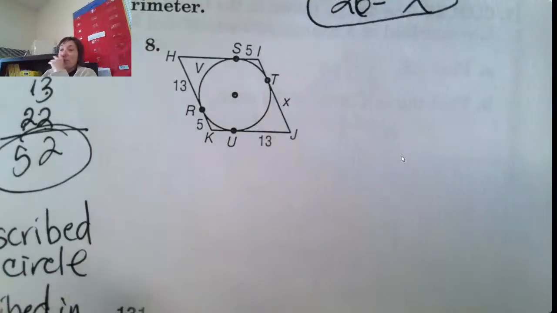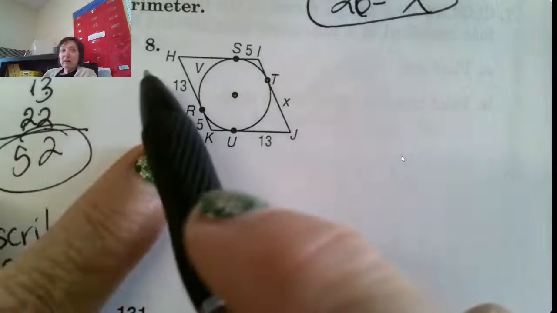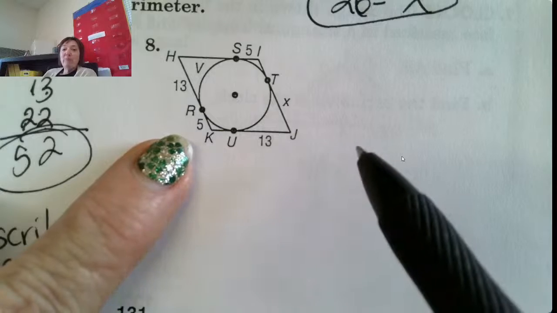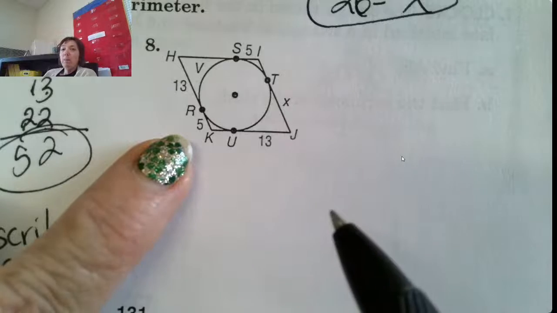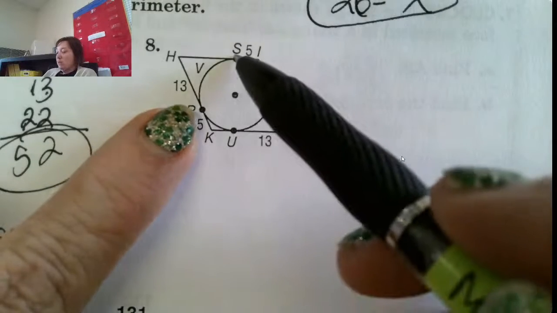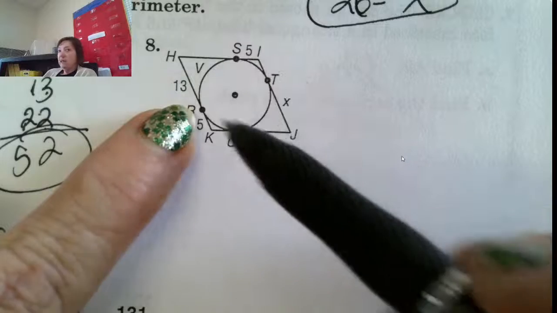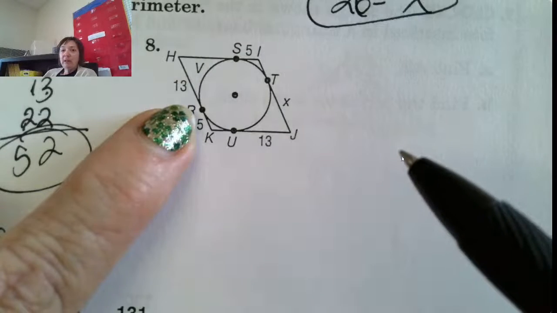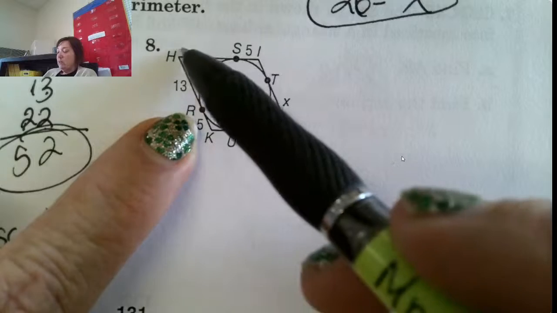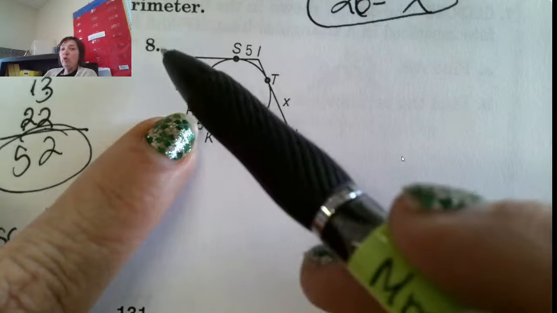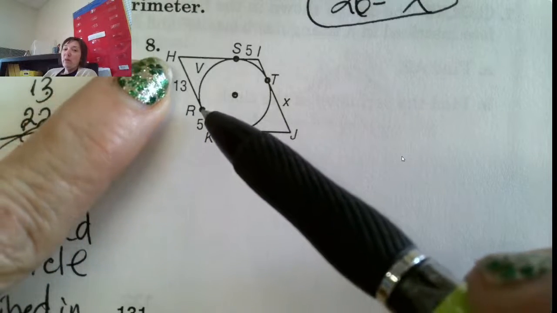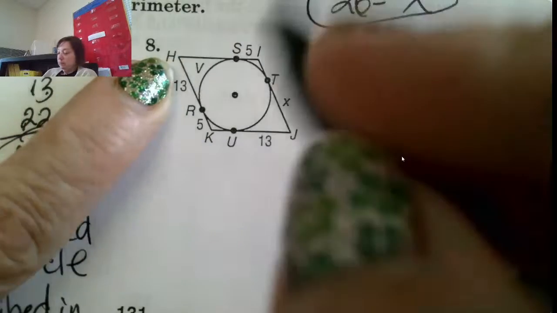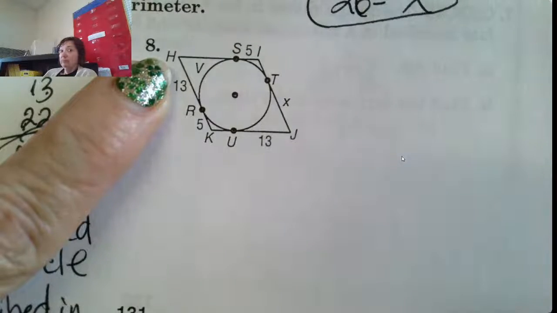Okay, last one. So once again, we have a polygon circumscribed about the circle. That means the polygon's on the outside, the circle's on the inside, right? And we know it's circumscribed because the circle is touching all four sides of that polygon, which means each of these vertices creates two tangents. If I know that HR is 13, what do I know about HS? It's 5.